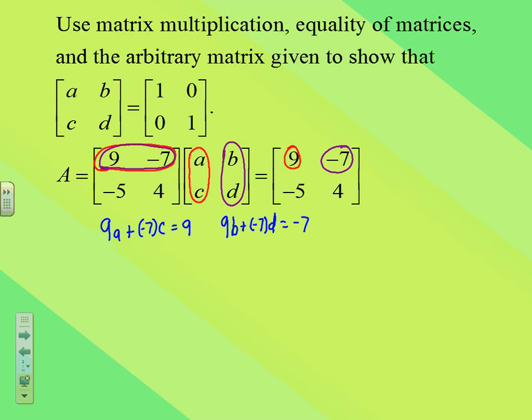And now we'll do the same thing with the bottom row. Okay, so we'll do away with the color coding at this point, and we'll just say negative 5 multiplied by the A plus the 4 multiplied by the C. And at this point, you can see that top to bottom matching of the A's and the C's, the same way that we did when we were looking at matrix multiplication. And that should equal the bottom left, the negative 5 entry of our matrix on the right.